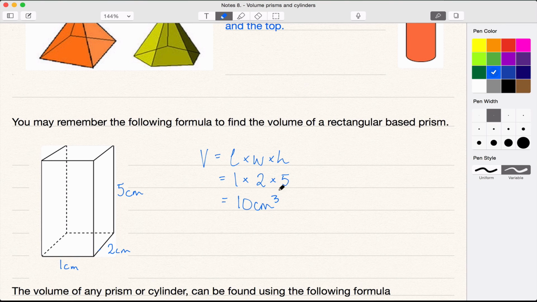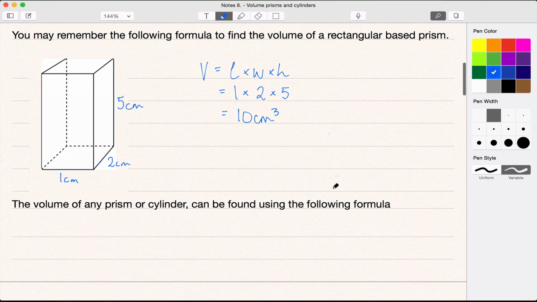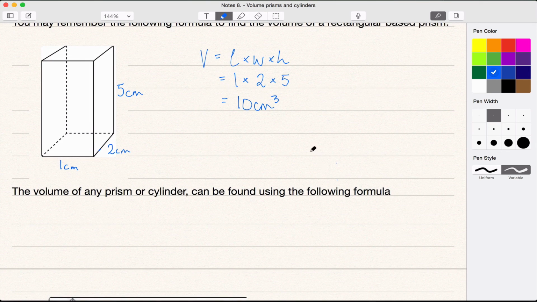And what we're going to do is build on the knowledge that you had from previous years to look at how we can use one formula to find the volume of any prism or cylinder. And that formula is volume equals area of base times height. So this one formula will do you for a rectangular base prism, a cylinder, any type of the prisms we talked about at the start of the video.